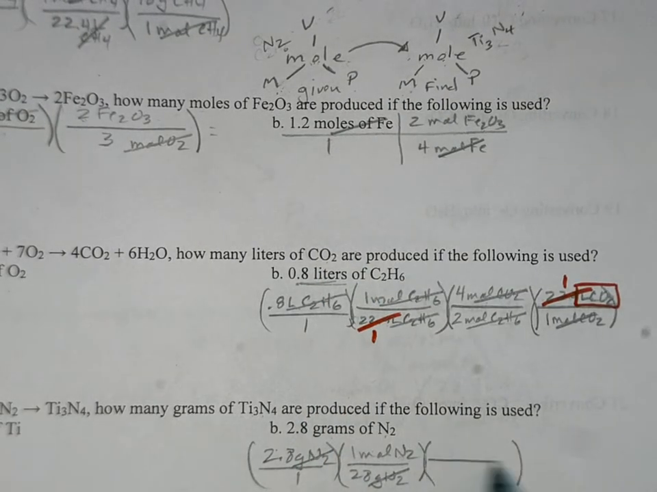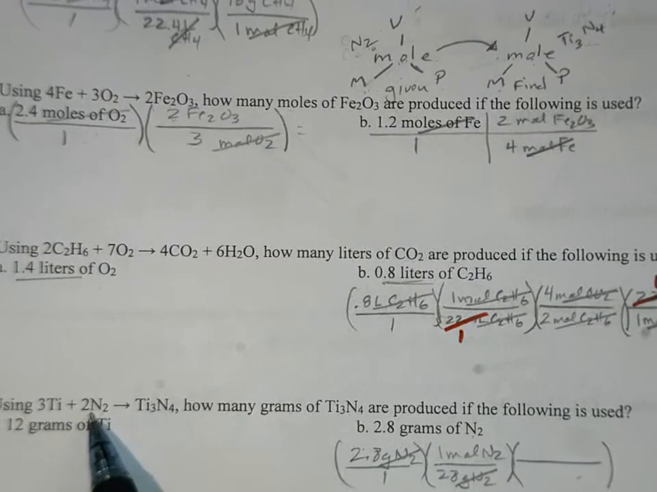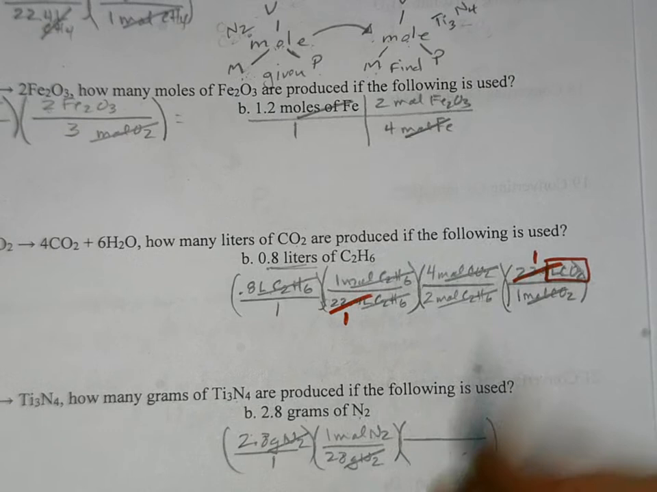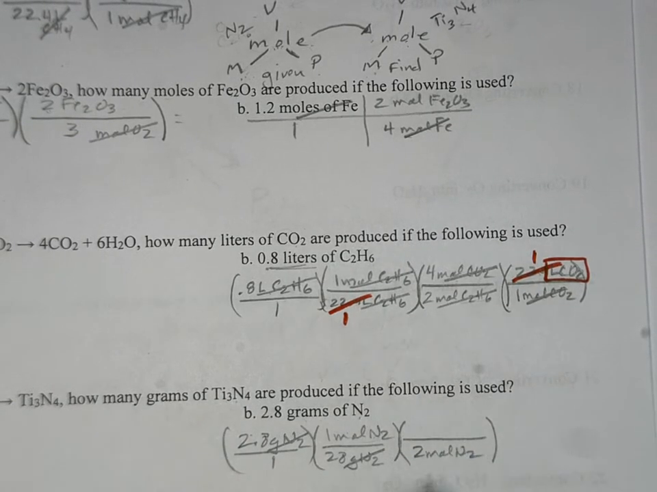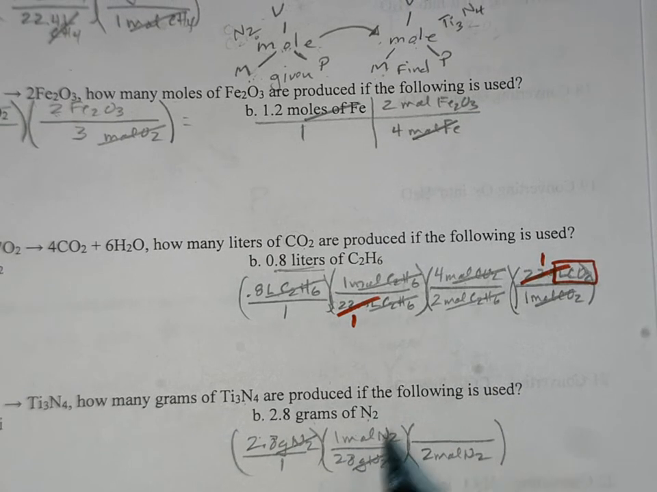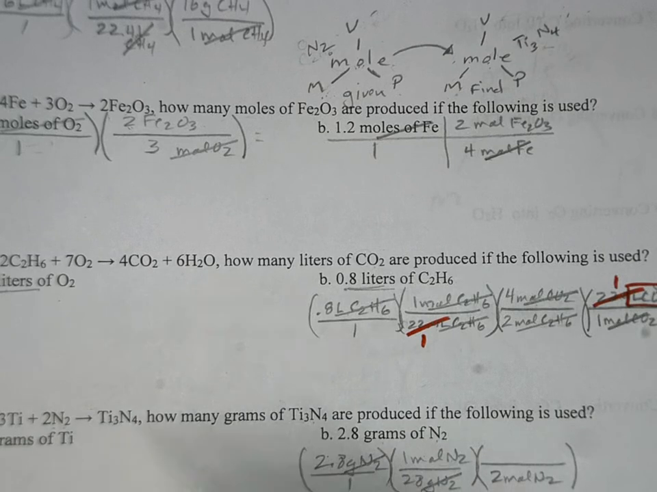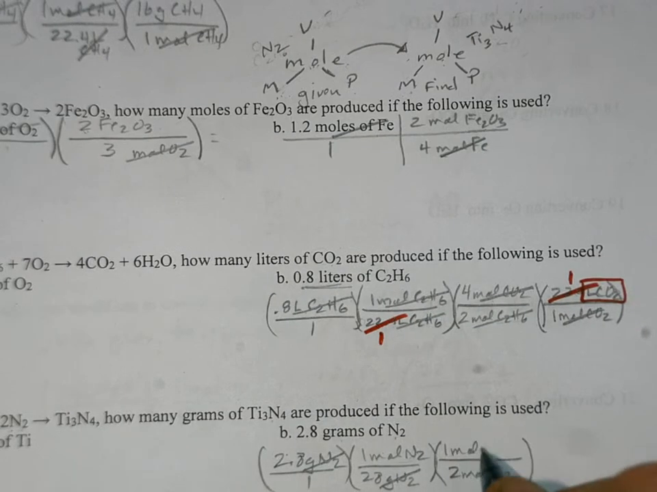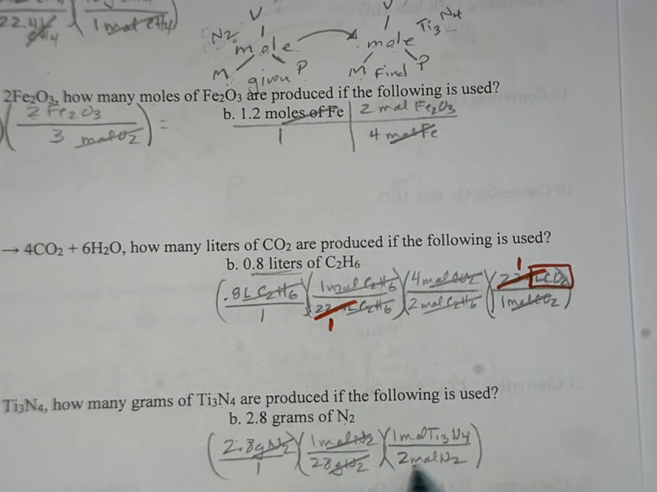And if you're still not sure, we've got moles of N2 up here. So we need moles of N2 down here, but from the balanced equation. And in the balanced equation over here, we have 2 moles of N2. So we'll say 2 moles of N2. Okay, so that's because that was the compound we were given. And then we want to change it into Ti3N4, and we have 1 mole because there's no coefficient written there. So 1 mole of Ti3N4. Okay, now if we set this up right, moles of N2 cancel moles of N2.